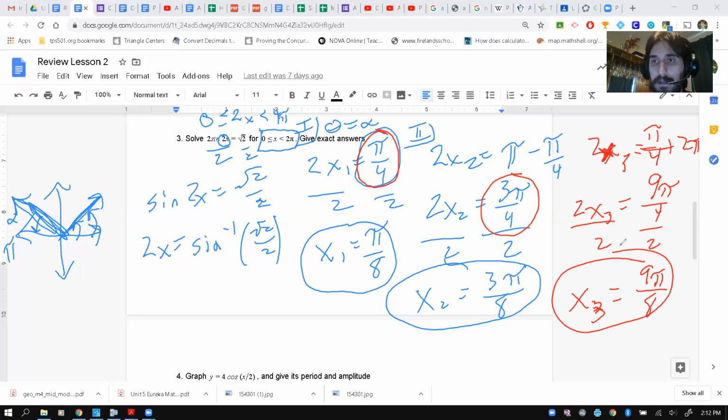All right. So that gives you your third answer for that one. And again, I would leave you to find the fourth answer. To find the fourth answer, you're going to find the coterminal angle with this one. So you need to add 2 pi to that one and then solve it for x.